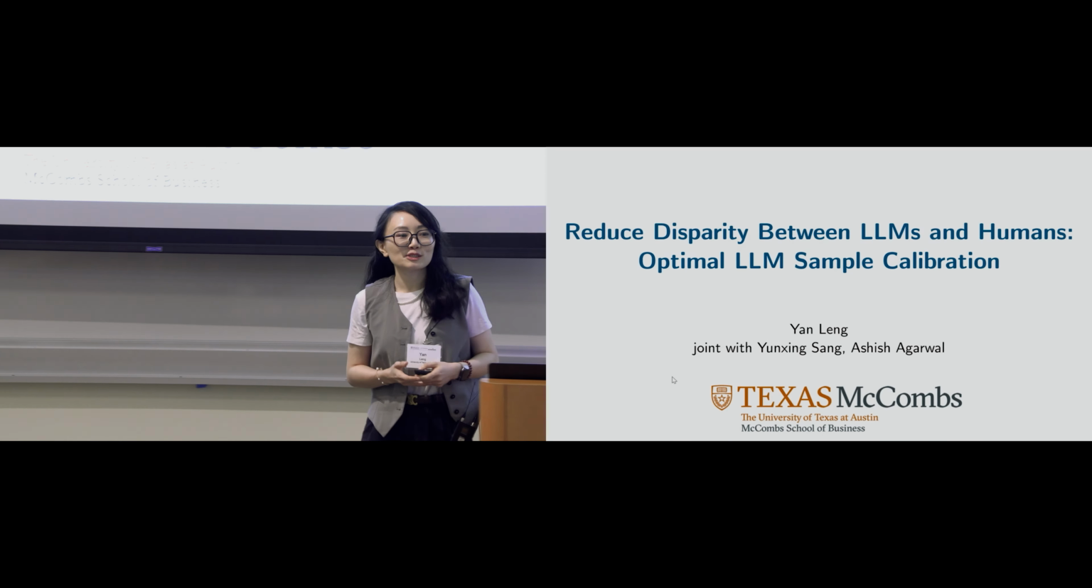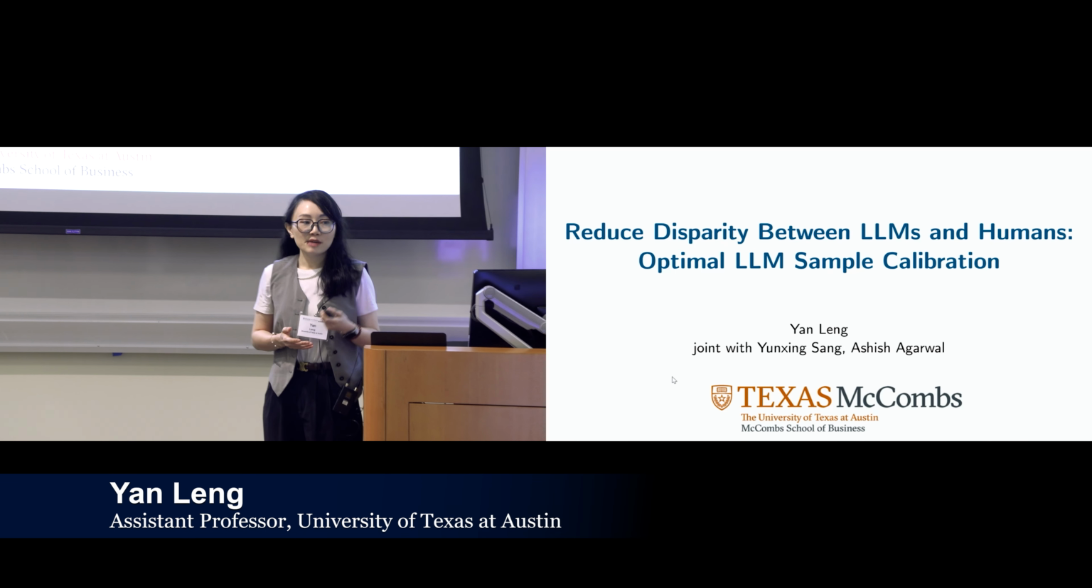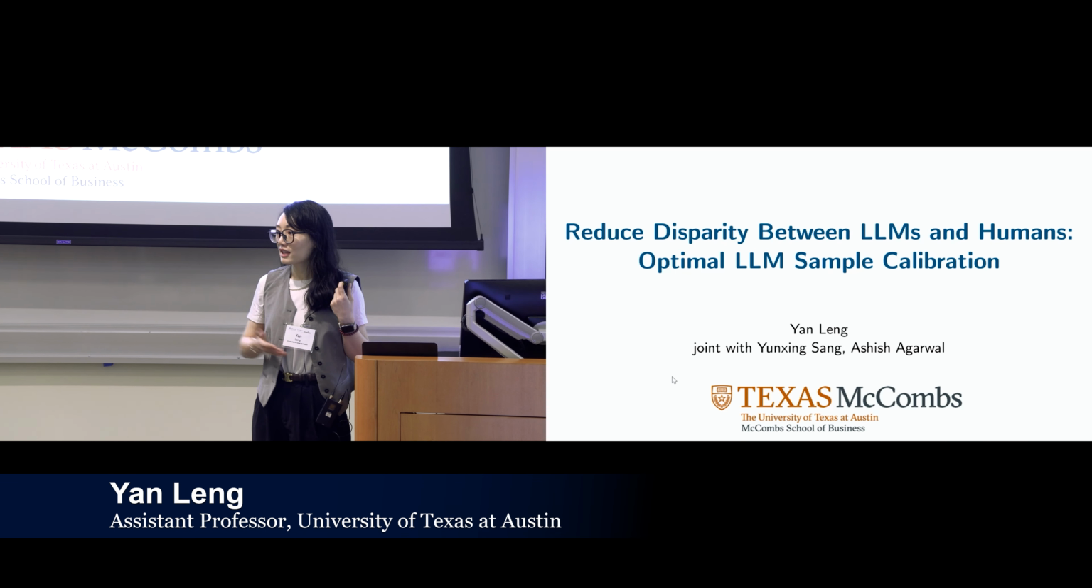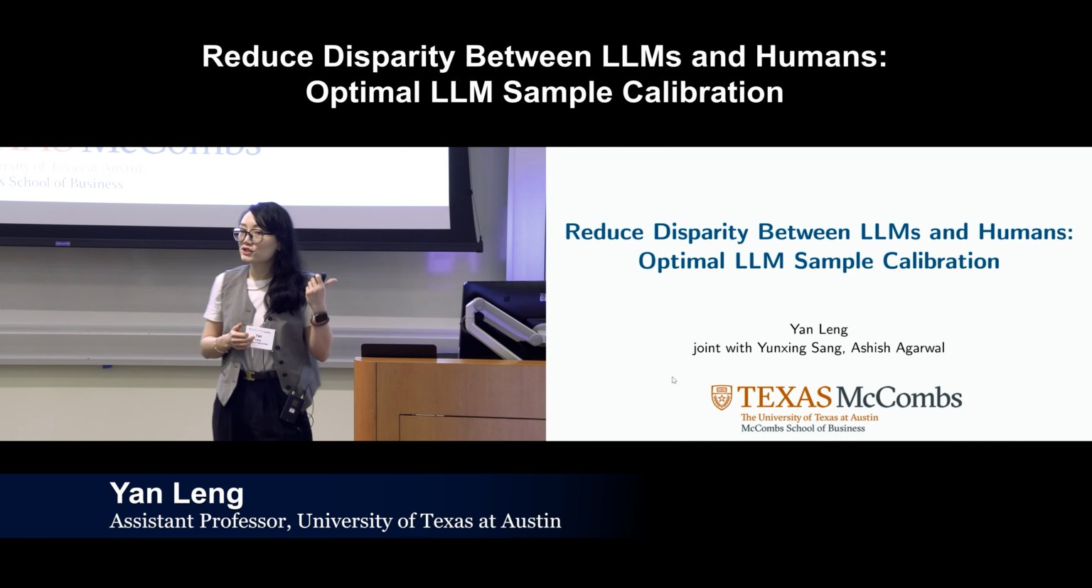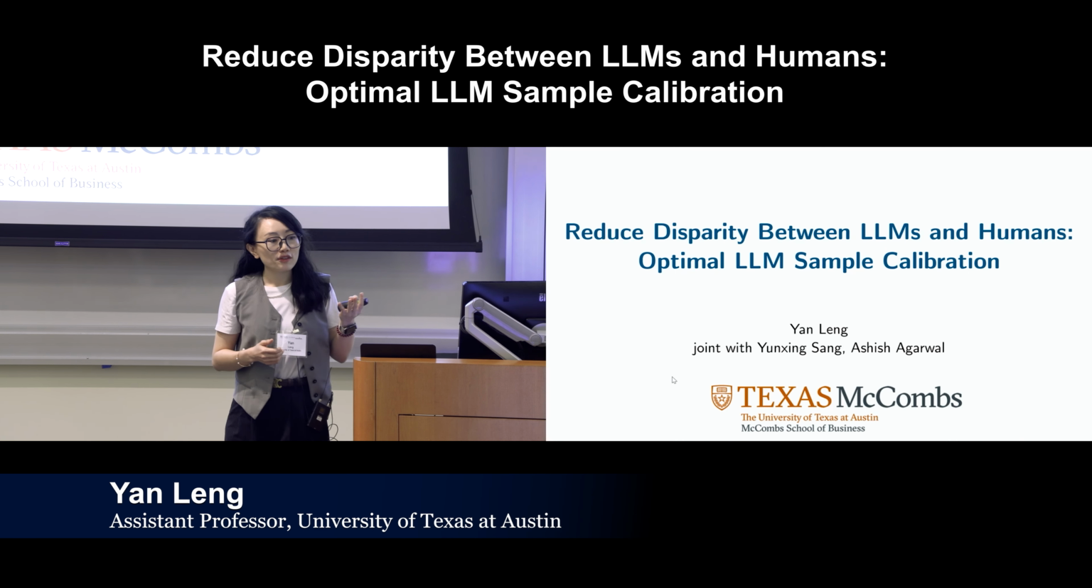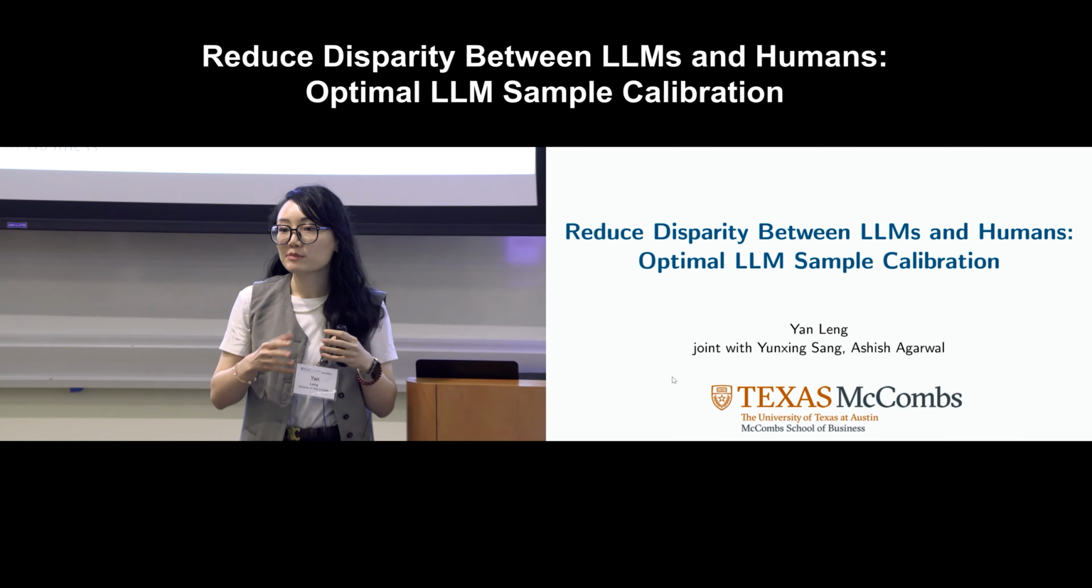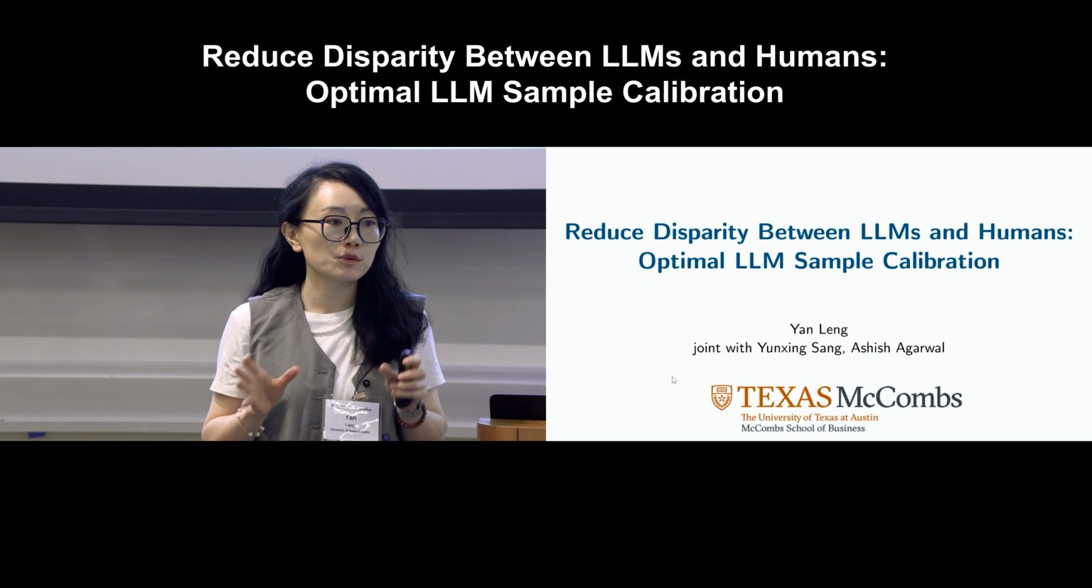This is Leng. I'm an assistant professor at UT Austin. Today I'm presenting a work joint with my colleague Ashish, who is in the audience, and our PhD student Yunxin Sun on a new method to reduce preference disparities between LLM and human samples for sample collection.